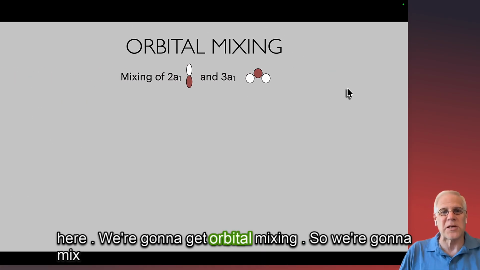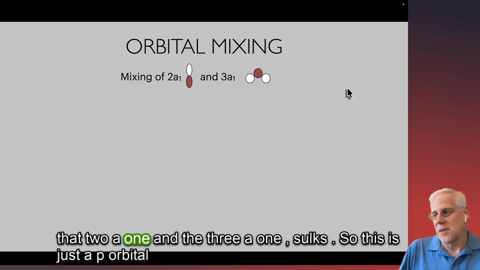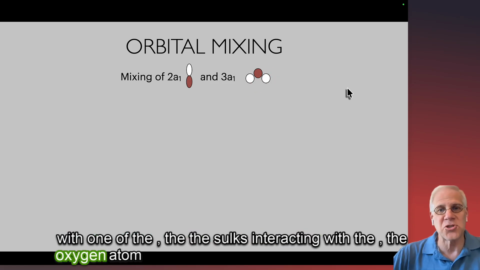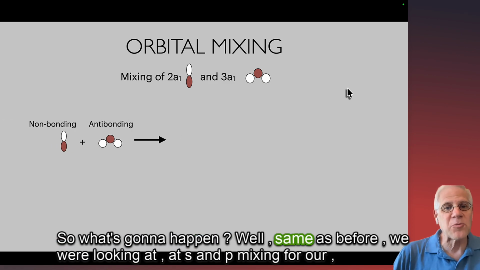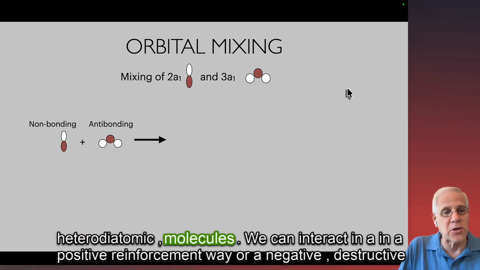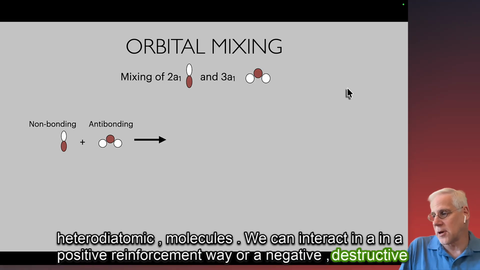We're going to get orbital mixing. So we're going to mix that 2A1 and the 3A1. So this is just a p orbital with one of the SALCs interacting with the oxygen atom. So what's going to happen? Well, same as before, when we were looking at s and p mixing for our heterodiatomic molecules, we can interact in a positive reinforcement way or a negative destructive way.